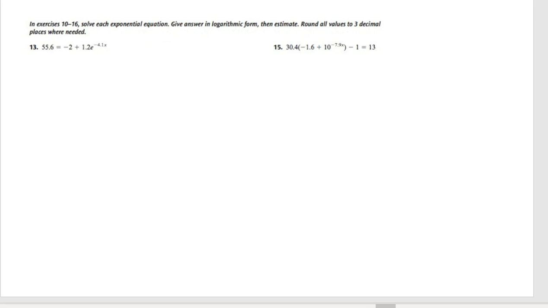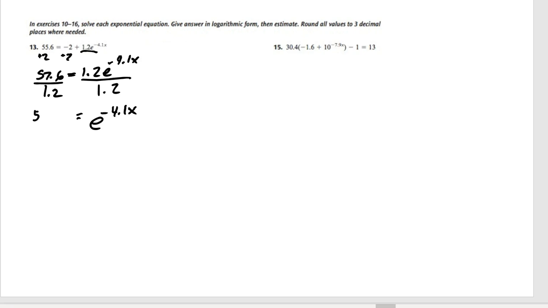13 asks us to solve the exponential equation. It asks us to first give the answer in logarithmic form and then, okay? So first what I want to do is I want to get this exponential expression on one side. So I'm going to add 2 to both sides. And I'm going to get 57.6 is equal to 1.2 e to the -4.1x. Okay? And now I'm going to divide both sides by 1.2. Once again, just trying to get that e to by itself. I'm going to leave it just like that for now.